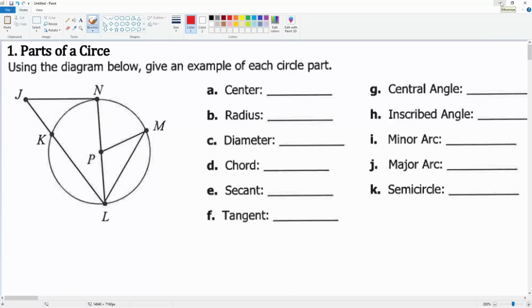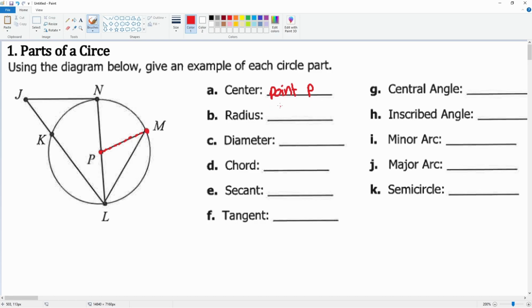Using the diagram below, give an example of each part of the circle. Let's take a look at the center. The center is right here, located at point P, so we can say that is point P. The radius goes from the center to the circumference.